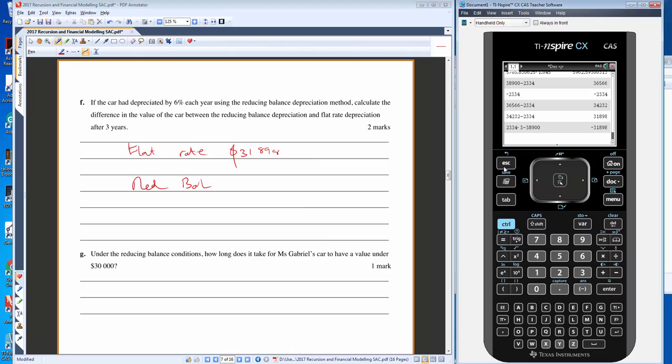Okay, so again, what we're going to do is put the purchase price in, which was $38,900, and we know that it depreciates by 6% each year. So actually let's work out the value that we're going to multiply by. Okay, so the way we do that is, let's do 100 take away 6 is 94. Okay, and then we're going to divide that by 100.